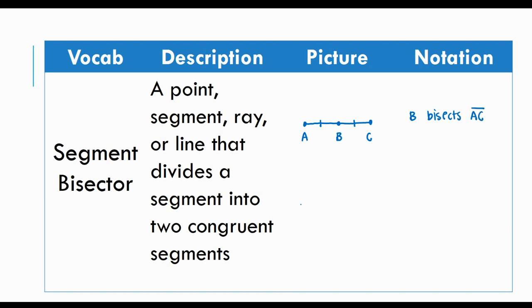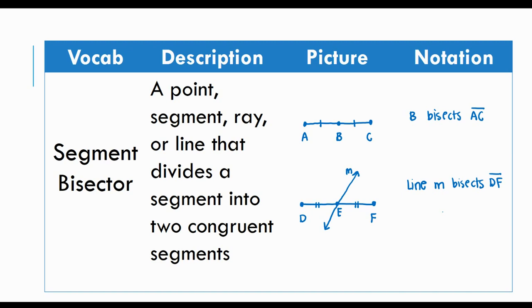Okay, I'm going to give you another picture. Say we have our segment, let's call it DF. This time I'll show you that, once again, it doesn't just have to be a point, but it could be another segment, a ray, or a line. Let's do a line this time. I'm going to call it line M, and it's intersecting that segment at point E. Once again, I'm going to indicate it with two tick marks on either side. This indicates that it's line M that bisects the segment DF.